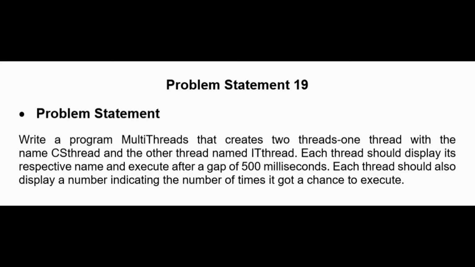So we have some problem statements related to it. This is going to be the experiment that you are going to do. So this is problem statement 19. What does this statement say? Write a multi-threaded program that creates two threads, one thread with the name CS thread and the other thread named IT thread. Each thread should display its respective name and execute after a gap of 500 milliseconds. Each thread should also display a number indicating the number of times it got a chance to execute.